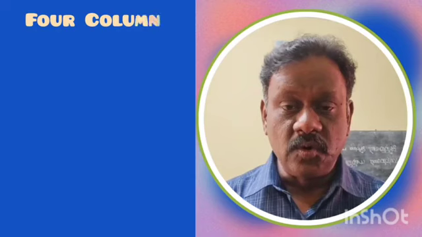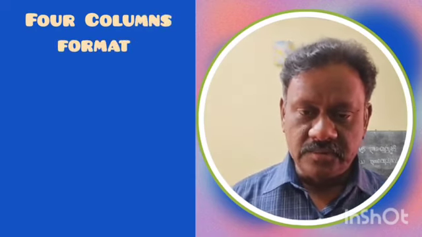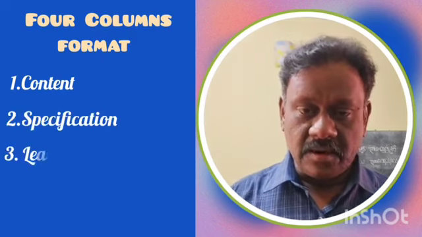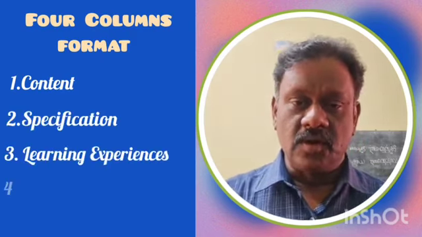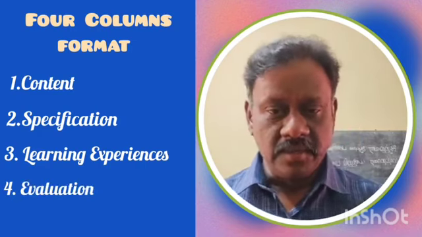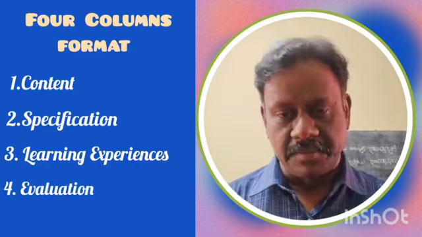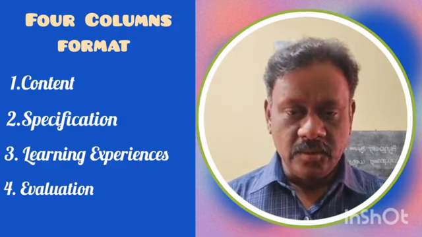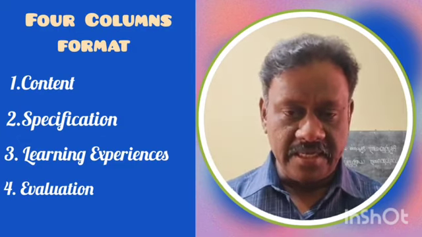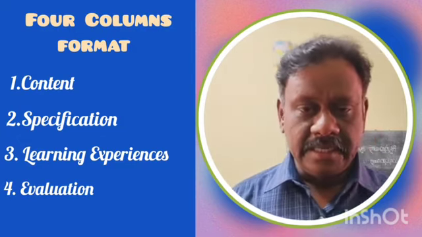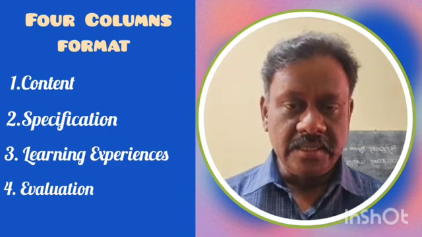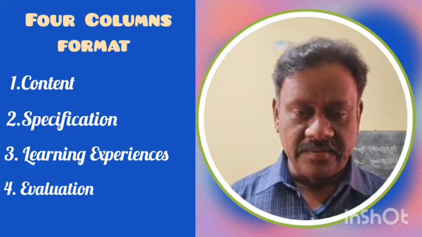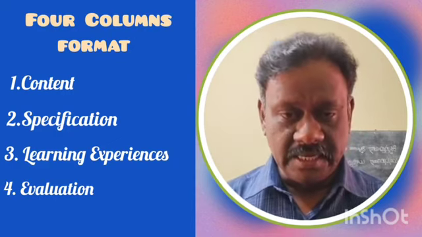Then next comes the 4-column format. The 4-column format is nothing but content, specification as the 2nd column, the 3rd column is learning experience, and the 4th column is evaluation. Now let me take one piece in the lesson plan. So I write Chola king. The early Cholas ruled the Kaveri Delta. So when I write this content, then naturally the specification will be student identifies Chola king Karigalan. Student identifies.